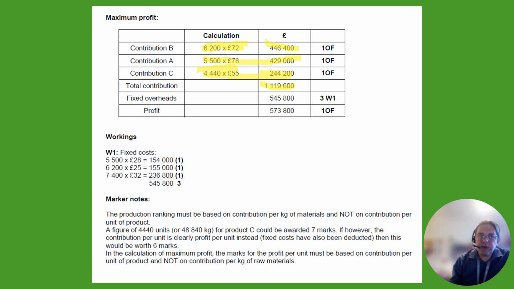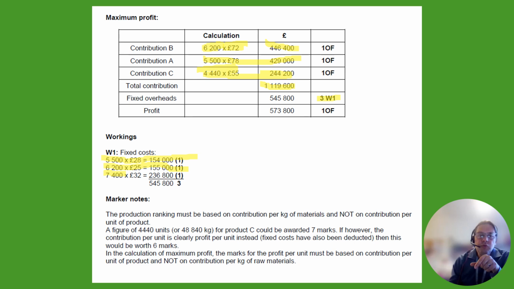You can see there's 3 marks for fixed overheads. Now, to a degree, this is pretty straightforward. So you're selling 5,500 of A, you're going to multiply it by its fixed overhead per unit. You're selling 6,200 of B, and that's going to be multiplied by the amount. What you'll notice is C, you are still multiplying it by 7,400 units. So where does the 7,400 come from? Well, that's how many units you could sell of C.